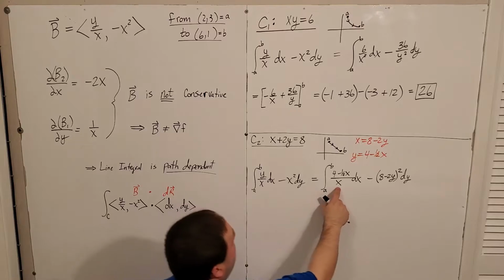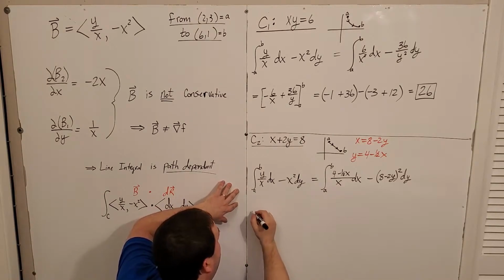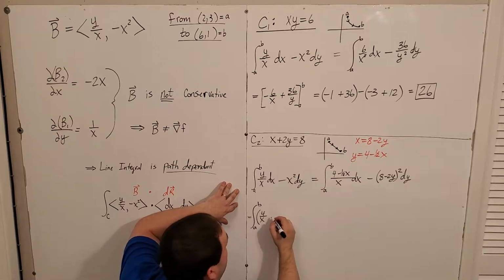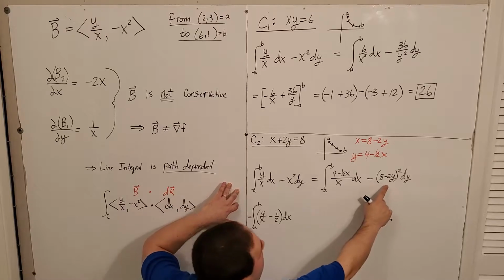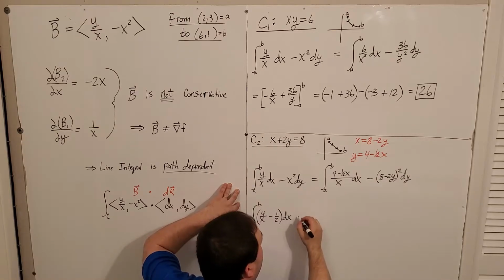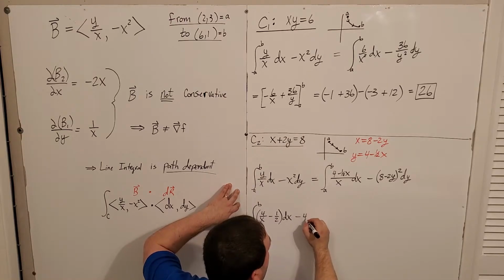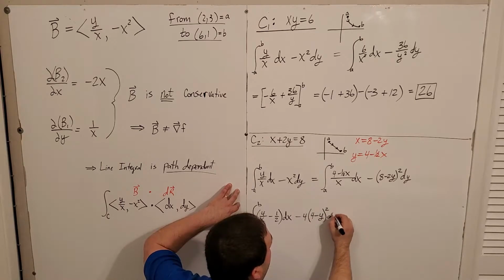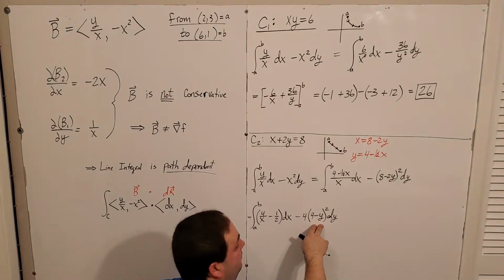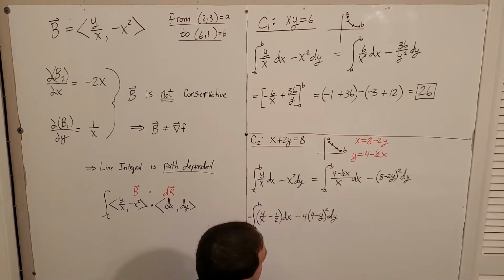If I simplify this right here, I will have the integral from a to b of 4 over x minus 1/2 dx. And then right here, all I'm going to do is factor out something from each piece. That's going to give me minus 4 times 4 minus y squared dy. I just noticed that I can do this because it's going to make the antiderivative easier to find by just doing a quick substitution there.